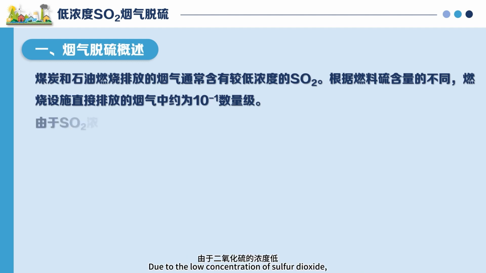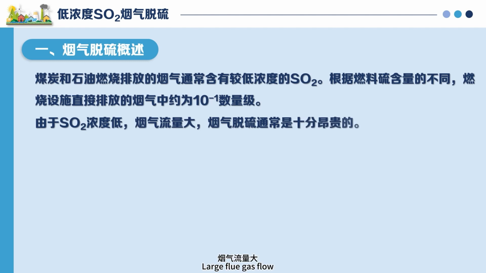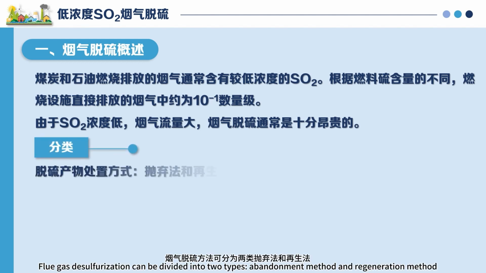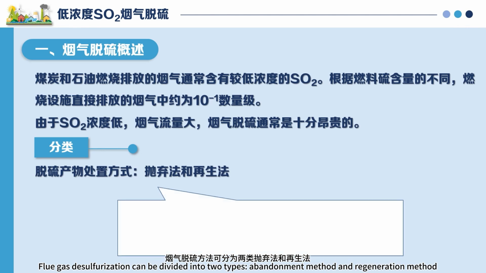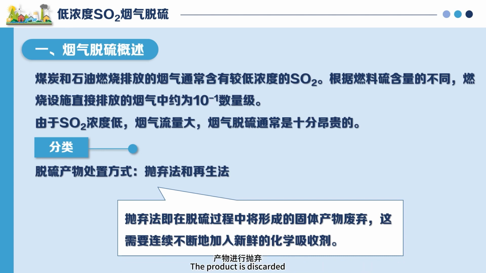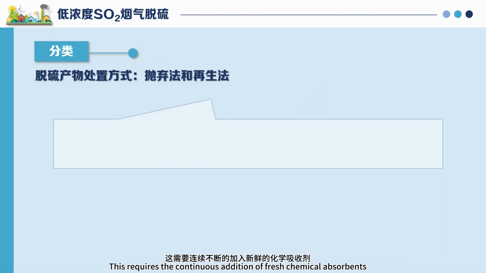Due to the low concentration of sulfur dioxide and the large flue gas flow, flue gas desulfurization is usually very expensive. Flue gas desulfurization can be divided into two types: the discard method and the regeneration method. In the discard method, the solid products formed in the desulfurization process are discarded. This requires the continuous addition of fresh chemical absorbents.